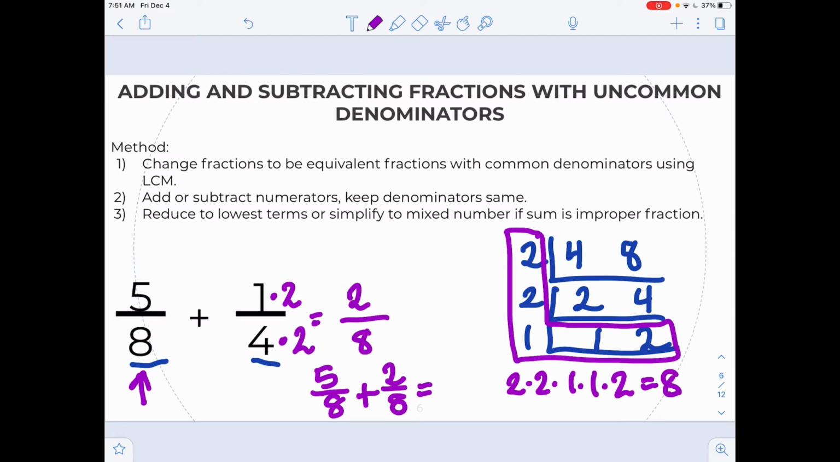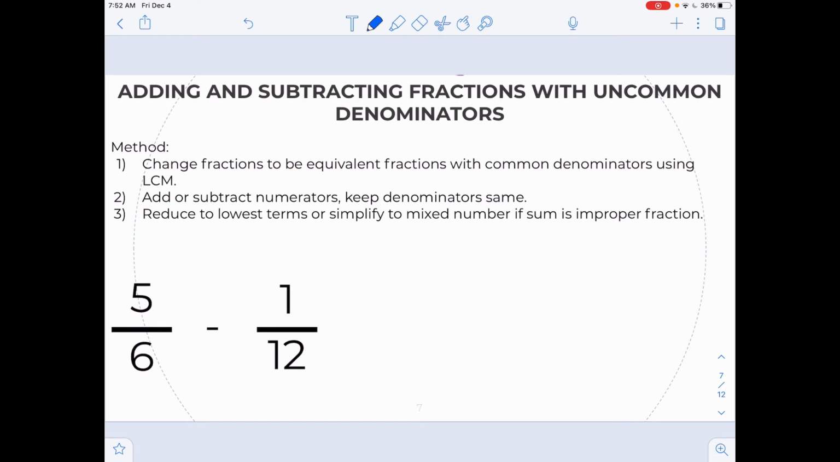When they have the same denominator, I just add my numerators. And then I check for lowest terms. Well, 7 is prime, so it only has the factor of 1 and 7. So 7 and 8 only share a factor of 1, so it's already in lowest terms.